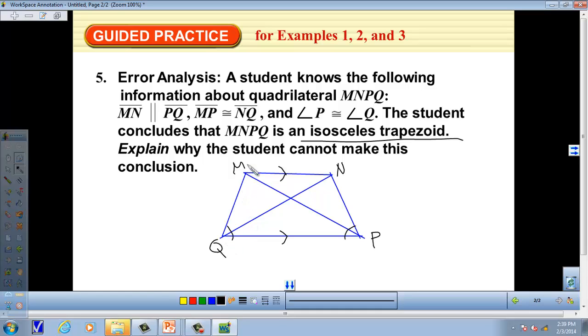Well, we don't know about MQ and we don't know about NP. If these were parallel as well, then it would be a parallelogram. If these were congruent, it would be a parallelogram. Right now, we know it's either an isosceles trapezoid or a parallelogram. So there's not enough information about MQ and NP to be able to make that conclusion right now. If they had told us it was a trapezoid and the diagonals were congruent, then we would say yes, it's an isosceles trapezoid. But we don't even know if it's a trapezoid or a parallelogram, so there's not enough information there.